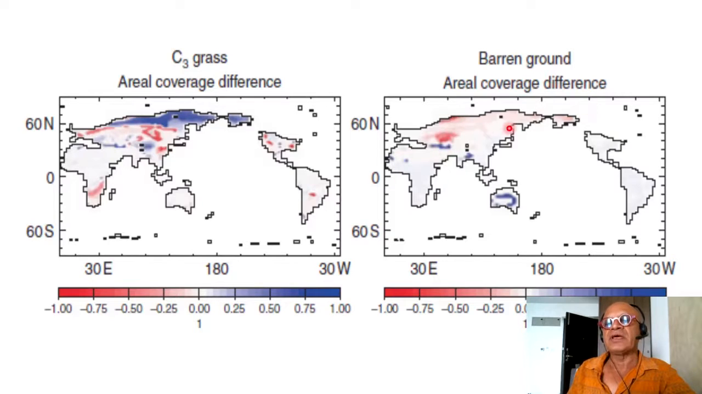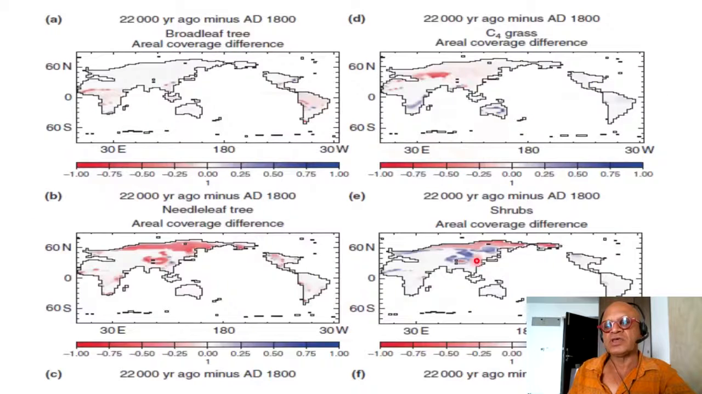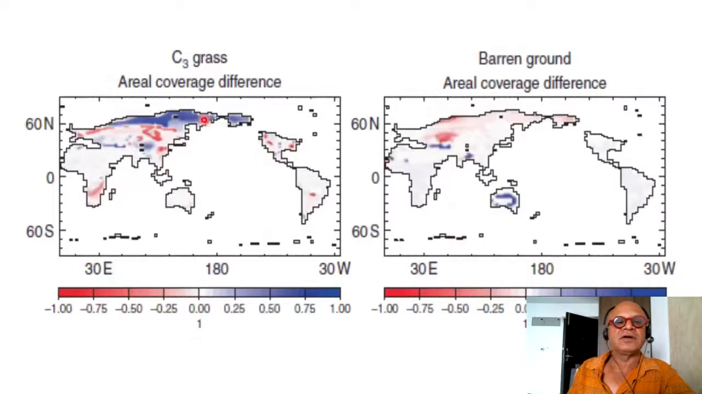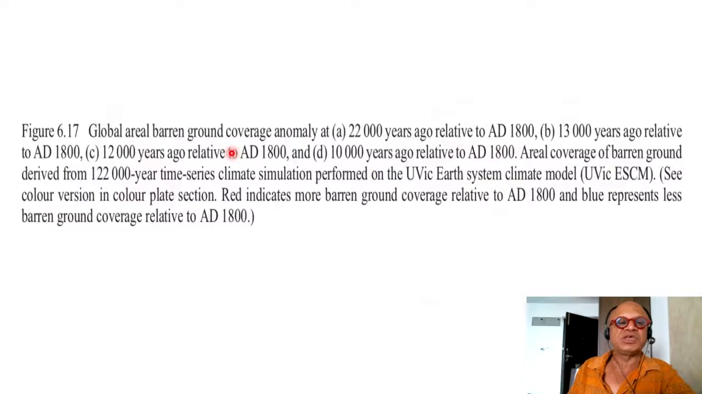So barren ground area increased, so that's consistent with shrubs and C3 grasses. So you have to see how much this is related in terms of competition between various vegetation types themselves in a dynamic vegetation model. I think this is the last one, looking at barren ground coverage anomaly at 22,000 years, 13,000 years, so we are already well into the deglaciation here.